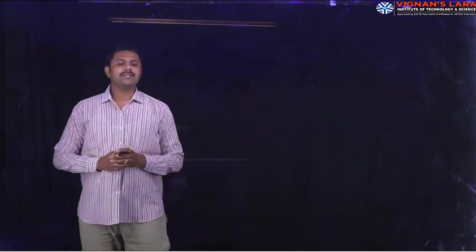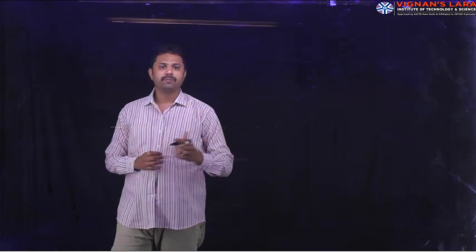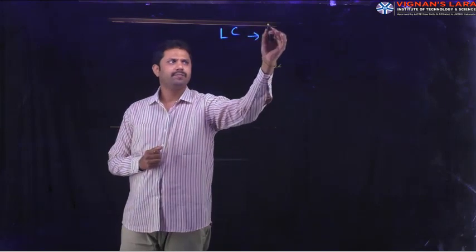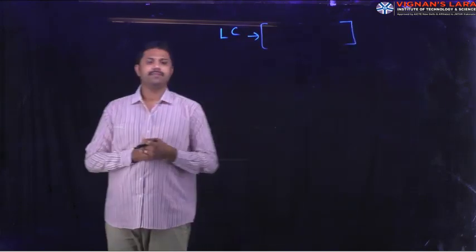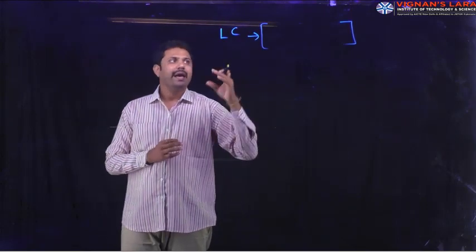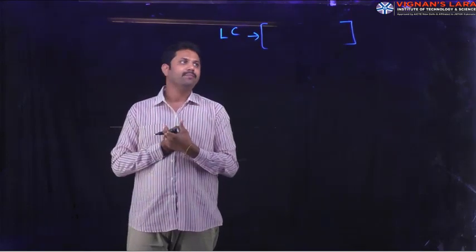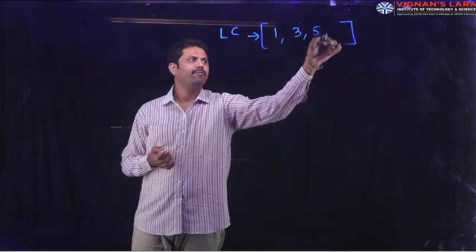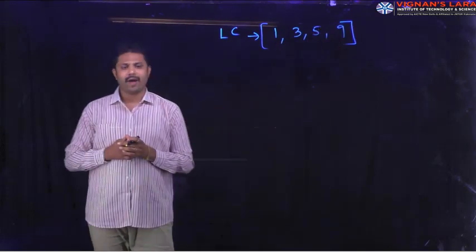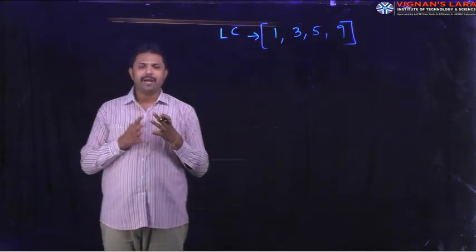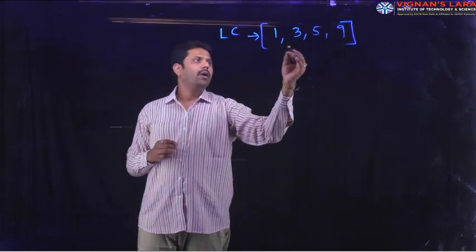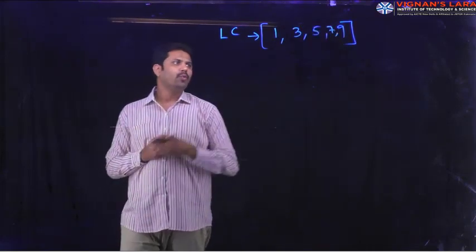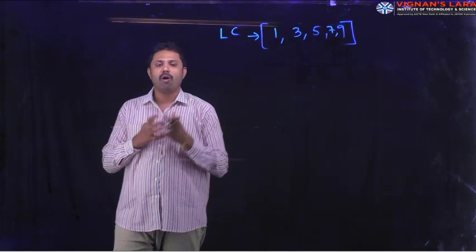Okay, let us see the second program in list comprehension. Here, I want to create a list that contains only odd numbers. If you take odd numbers, 1, 3, 5, 7 and 9. This list contains completely odd elements. Let us see how to create this list by using list comprehension.